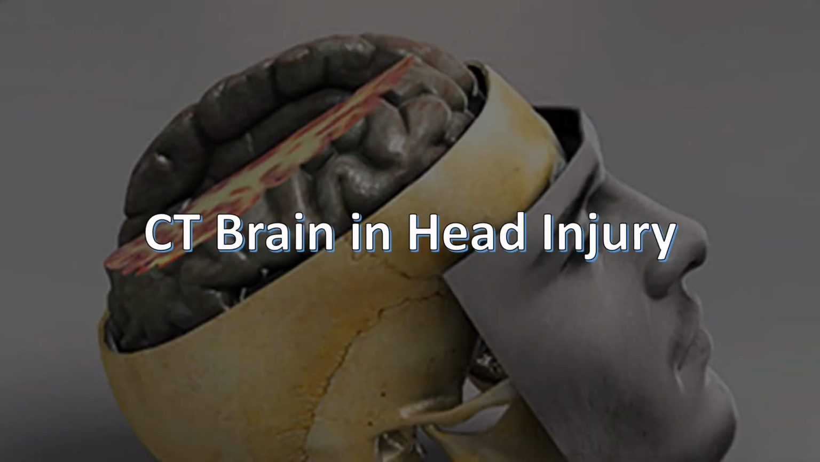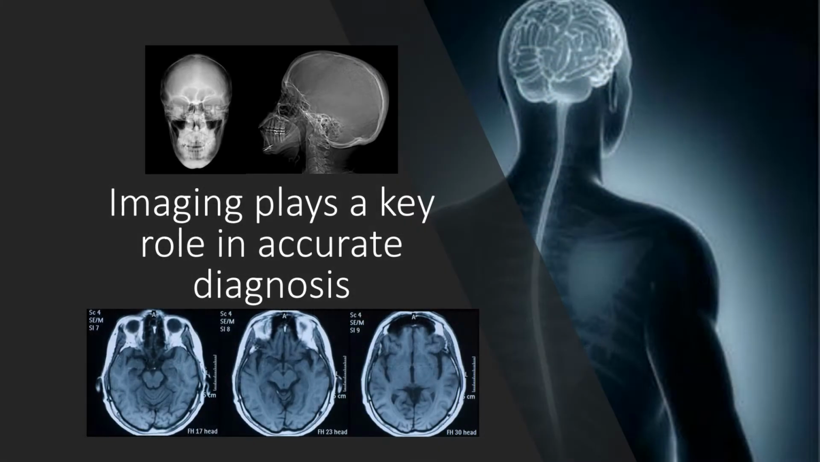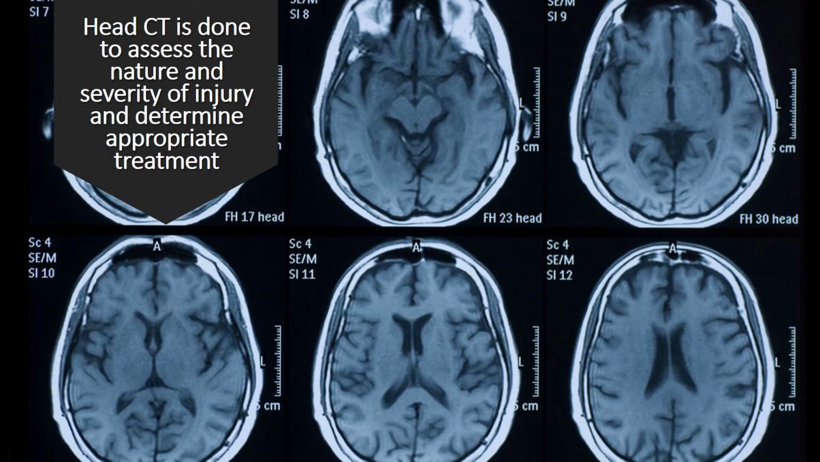CT brain in head injury. A head injury occurs because of trauma to the scalp, skull or brain and may be classified as closed, no cut to the skin, or penetrating, skin or bone of the skull is broken. Imaging plays a key role in accurate diagnosis. Head CT is done to assess the nature and severity of injury and determine appropriate treatment.